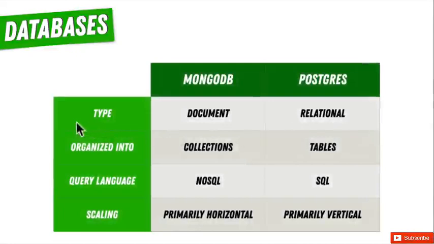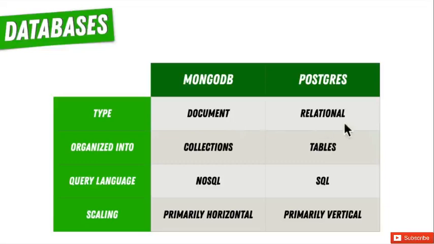When it comes to the type of database that they are, MongoDB is what's called a document database. Our information is stored in JSON, these documents that look very, very much like JSON documents, with keys that are strings and values that can be things like numbers and strings or dates.